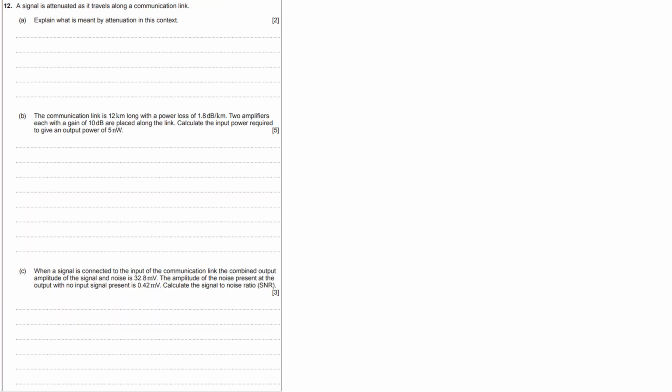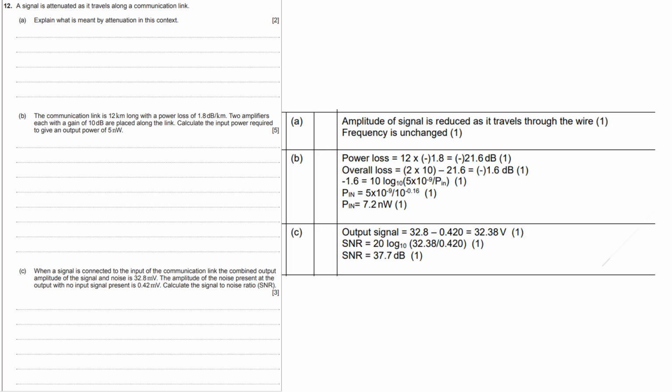Okay, we've done this one quite a few times, so I'm not going to draw it out, but I'll just show you the answers. Obviously, attenuation: the amplitude reduces as it travels through the wire. Probably worth mentioning the frequency is unchanged as well. Next one, we've been given the length, we've been given the power loss. We know that there are 2 amplifiers with gains of 10 placed along there, so we need to work out the input power to give an output power of 5 nanowatts.